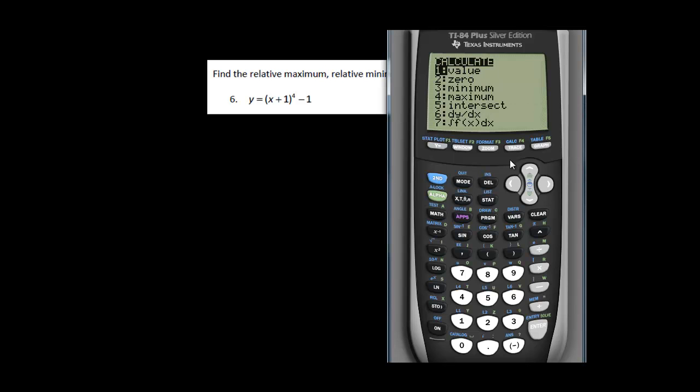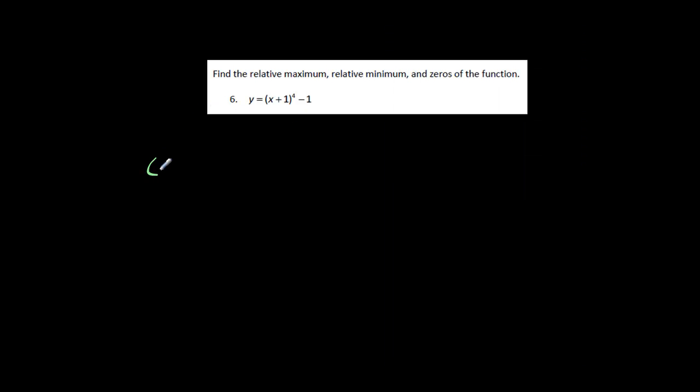So second trace 3 for the minimum. We're going to go to the left here, and then the right, and then enter. So this is really close to -1. So let's just say -1. So -1 comma -1 is the relative min. There's no relative max.